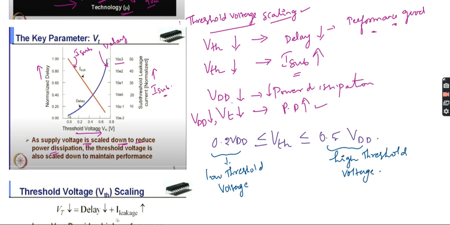Okay, now take an example. VDD is equal to 5 volt. Then what about the VTH? The VTH is equal to 0.2 into VDD. So it is 1 volt.